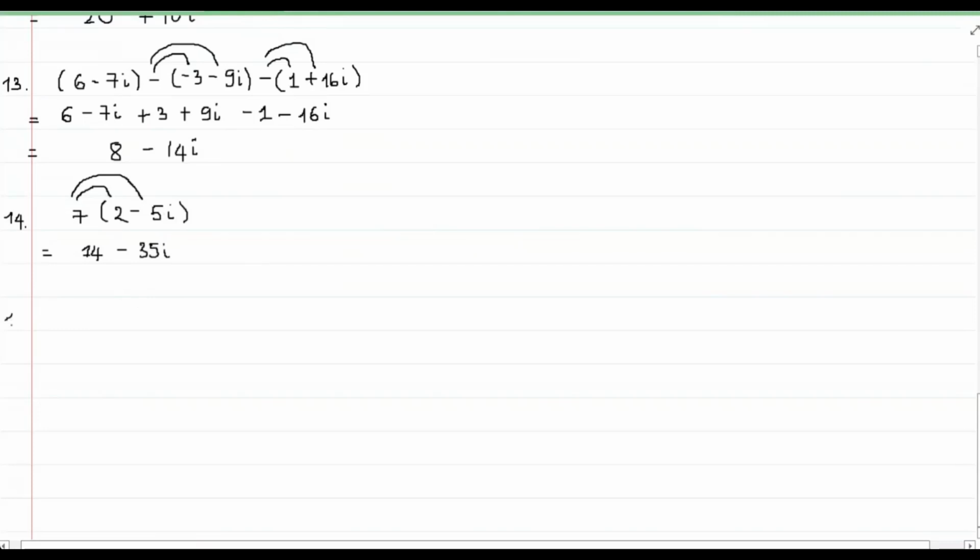All right, 15. We have 7i times 2i. Number with number, right? So 7 times 2, 14. i times i is i squared. And remember, i squared is negative 1. That makes it negative 14 as the result.